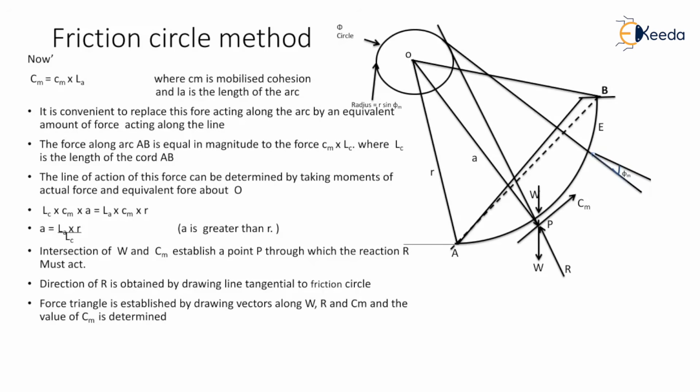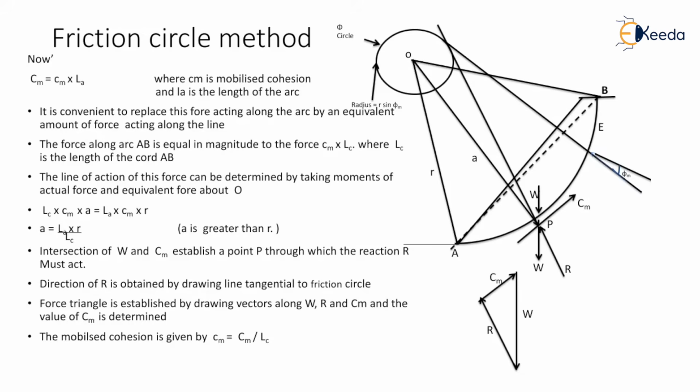The force polygon is established by drawing vectors along W, R and CM, and the value of CM is determined. So we have drawn parallel forces with proportional magnitudes: W, CM and R. As we know the direction of all these three forces and we know the value of W, using this information the value of CM can be determined.